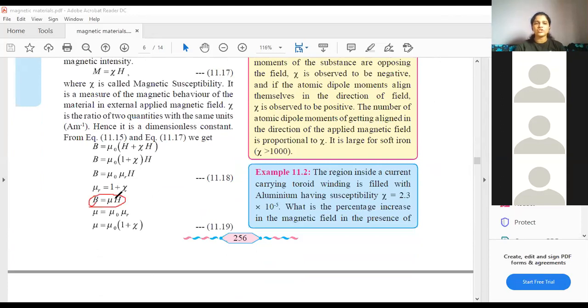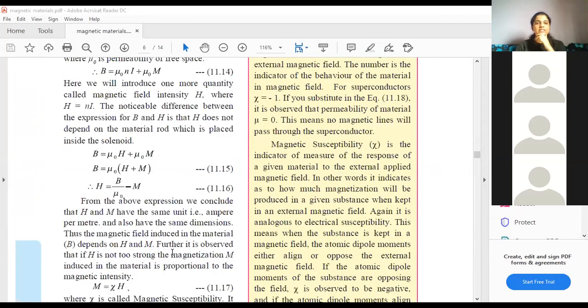The formula that we will be using is the final one, that is B is equal to mu naught into H. Now here, students, you are supposed to remember everything. What is mu R? What is mu? Basically this entire derivation. Which formula to use will depend upon the numerical. This equation gives the relation between the magnetic field, magnetic intensity and magnetization: B is equal to mu naught into H plus M. So even this equation is important. Everything is written over here.